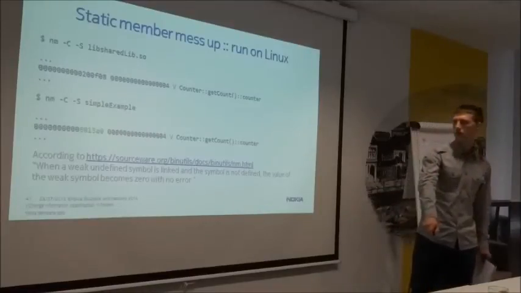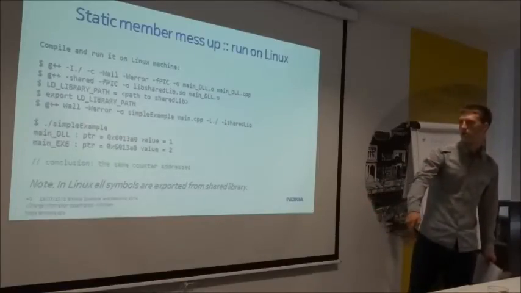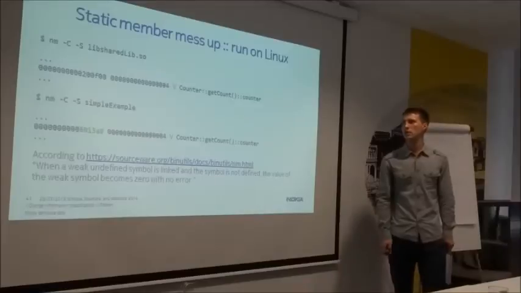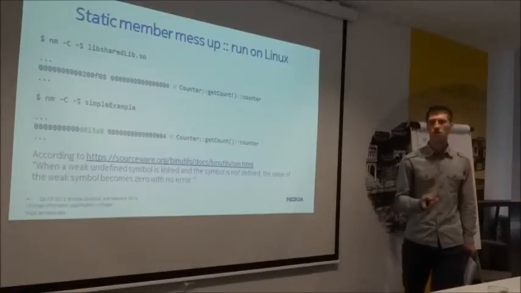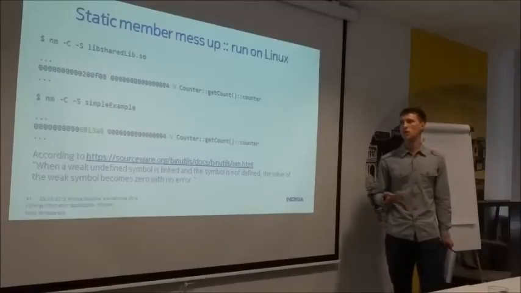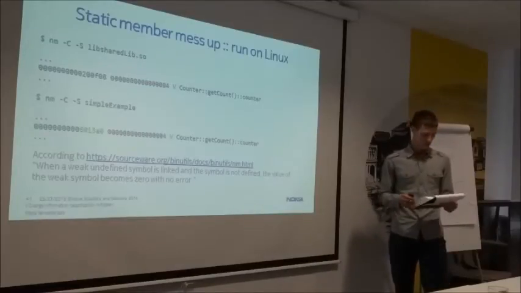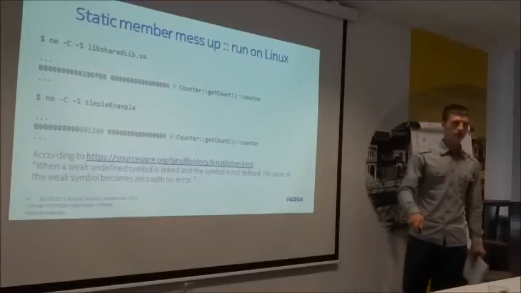But let's go back, and we can see this address, and this address is this. So we can say that in this example the linker chose our own counter, as we are compiling our executable, and just ignored the one from the shared library. Well, this is really expected, nothing strange. But let's move forward and run the same example on Windows.